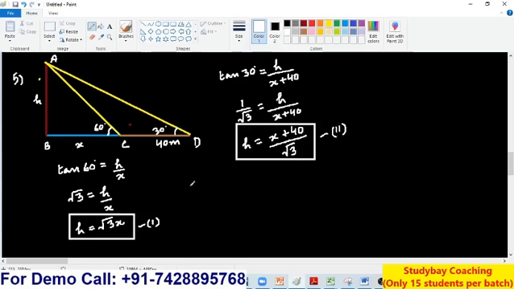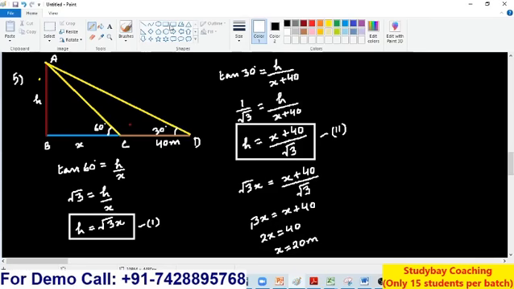Fine. Now you can see that on both sides, the left hand side is H, so we can equalize both of them. It's like root 3 x equals (x plus 40) upon root 3. Now we can perform a cross multiplication. This will be 3x equals x plus 40. Now 3x minus x will be equal to 2x, and 2x equals 40, and so x will be equal to 20 meters. This is the first value.